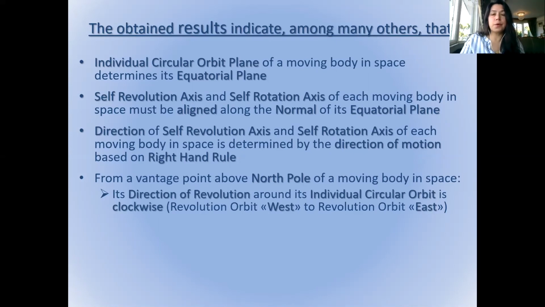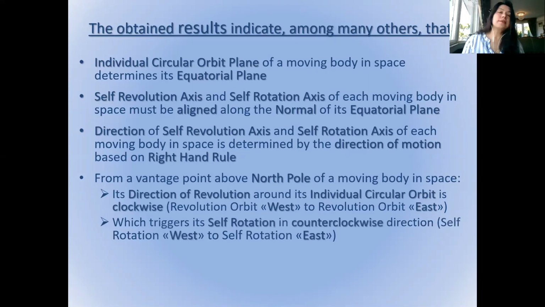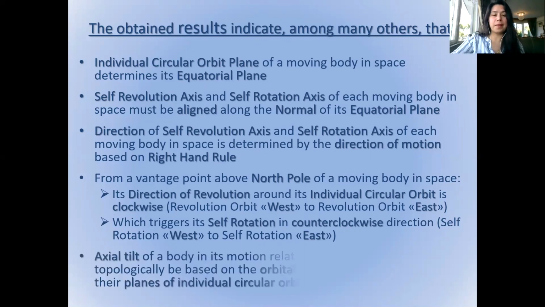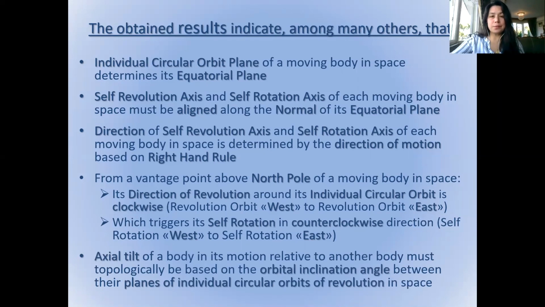So, from a vantage point above the North Pole of a moving body in space, its direction of revolution around its individual circular orbit is clockwise. So it's revolution orbit west to revolution orbit east. And this triggers its self-rotation in the counterclockwise direction, which is self-rotation west to self-rotation east. These are two easts and two wests in opposite directions, in fact, in space. And as I explained in more detail in my published book, this, I believe, is due to Faraday's law of induction, in which all moving bodies in space behave as some kind of macroscale charged particles with changing flux through their individual circular orbits of revolution. And the actual tilt of a body in its motion relative to another body must topologically be based on the orbital inclination angle between their planes of individual circular orbits of revolution in space.